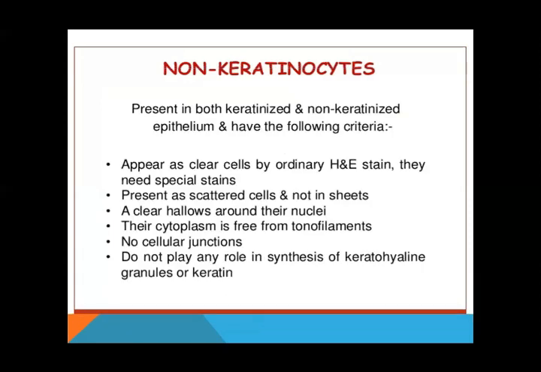Non-keratinocytes are present in both keratinized and non-keratinized epithelium and have the following criteria. Number one, they appear as clear cells by ordinary hematoxylin and eosin stain. They need special stains. They are present as scattered cells and not in sheets. Clear halos around their nuclei. Their cytoplasm is free from tonofilaments. No cellular junctions. They do not play any role in synthesis of keratohyalin granules or keratin.